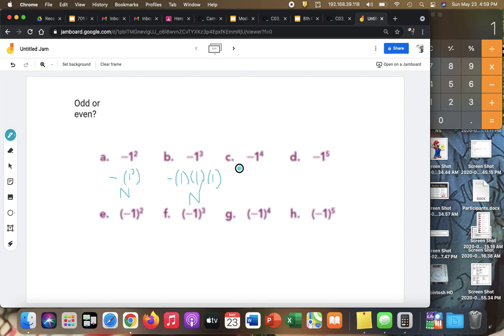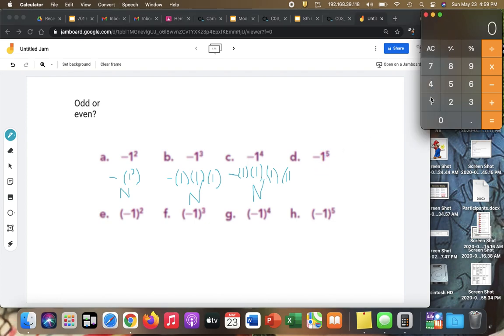Here, same deal. I have 4 positives here. 1, 1, 1, and 1. And just make the answer negative. A negative times a positive is a negative, so it's negative. So the same here. 1 to the 5th power. I do 1 times 1 times 1 times 1 times 1 gives me positive 1. Make that negative, I get negative.